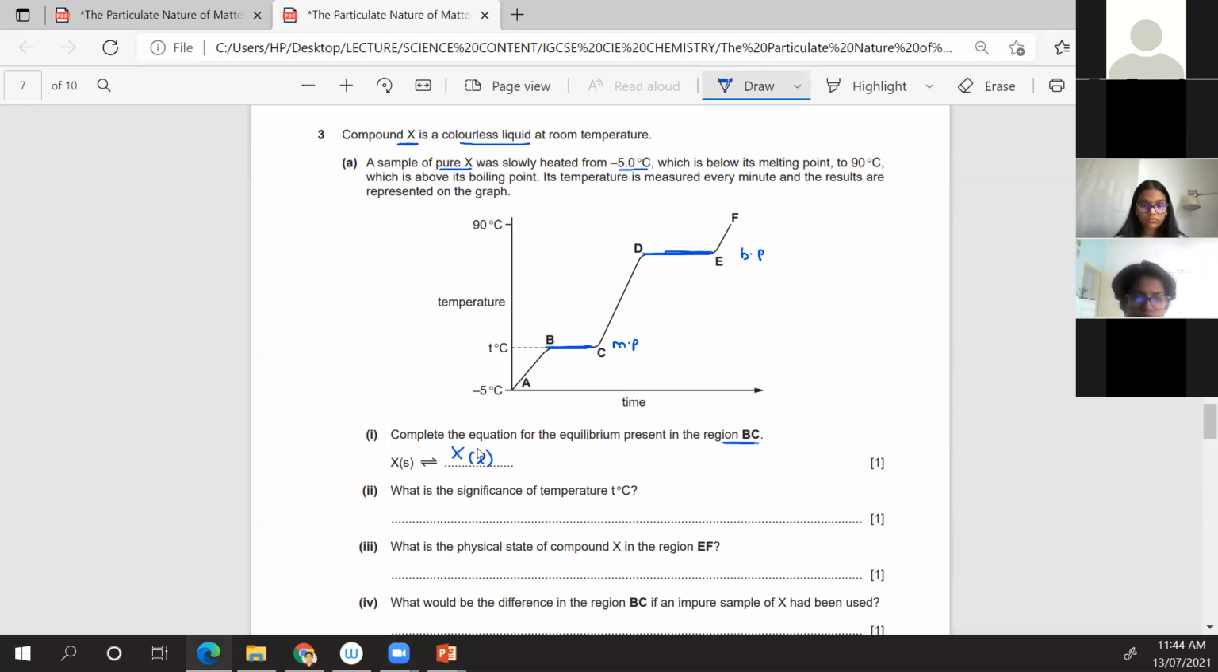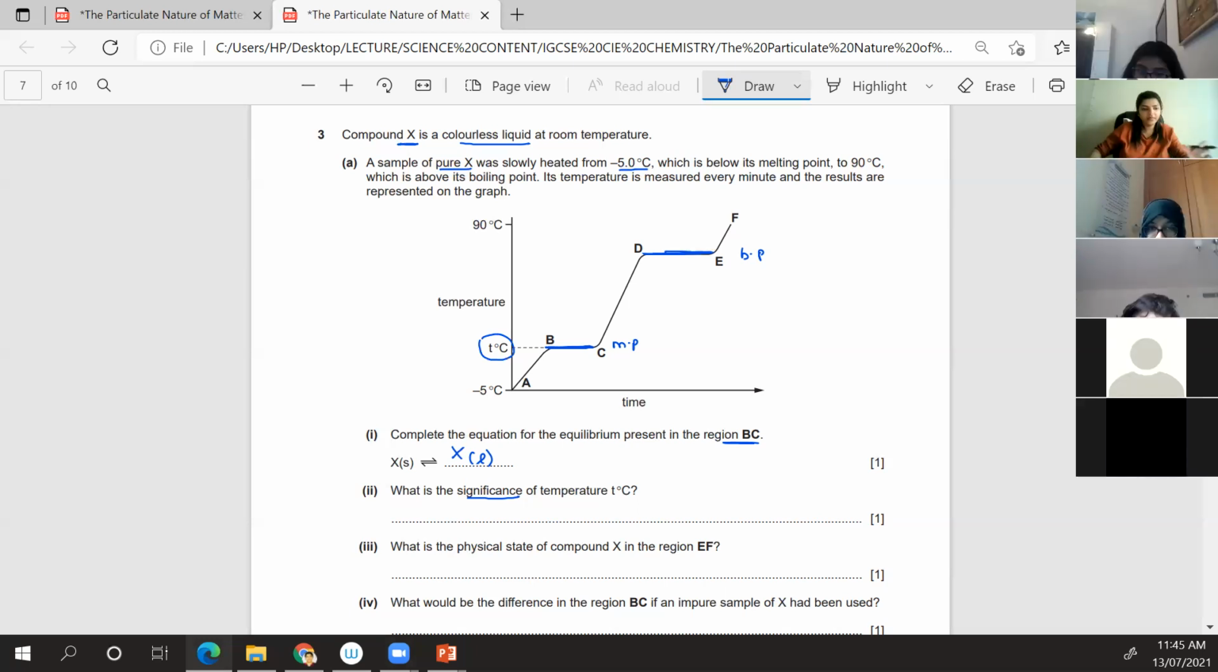Over here your job has been made easy, because the equilibrium, that is the reversible sign, is already given. Next, what is the significance of temperature T degrees Celsius? What is it that the graph tells me?